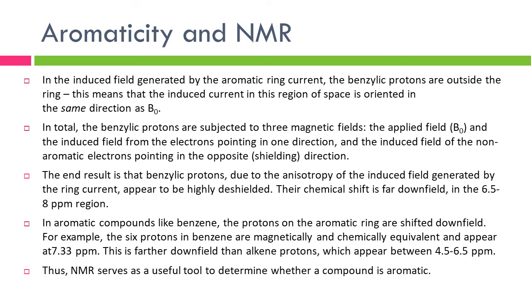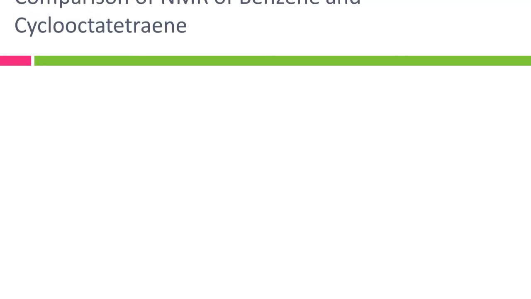In aromatic compounds like benzene, the protons on the aromatic ring are shifted downfield. For example, the 6 protons in benzene are magnetically and chemically equivalent and appear at 7.33 ppm. This is further downfield than alkene protons, which appear between 4.5 and 6.5 ppm. Thus, NMR serves as a useful tool to determine whether a compound is aromatic.